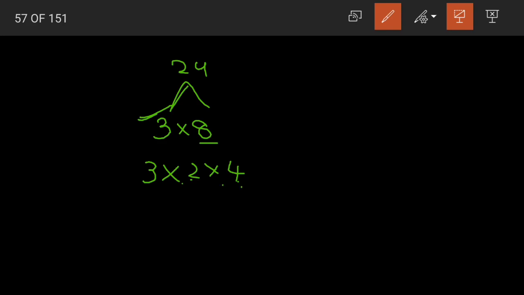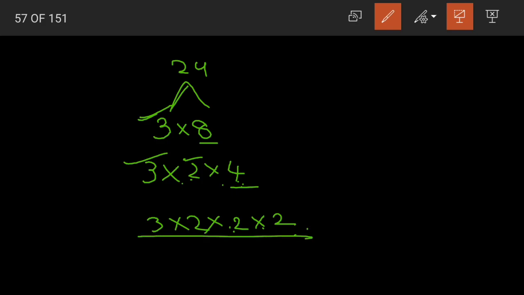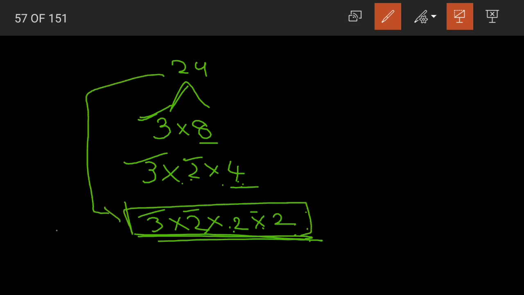We need to represent the numbers as a product. That is why we are multiplying. So now here 3 and 2 both are prime numbers. So let us keep them as they are. Now we have 4. 4 can be written as 2 into 2. Now all these are prime numbers, right? 3, 2, 2, 2. So this becomes the prime factorization of 24. 24 is equal to 3 into 2 into 2 into 2, children.